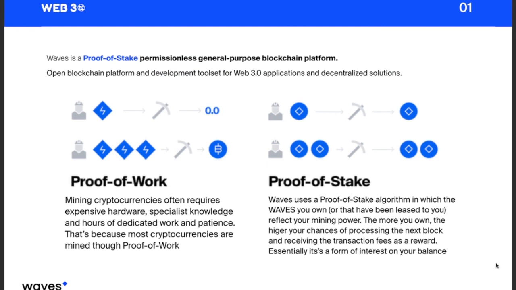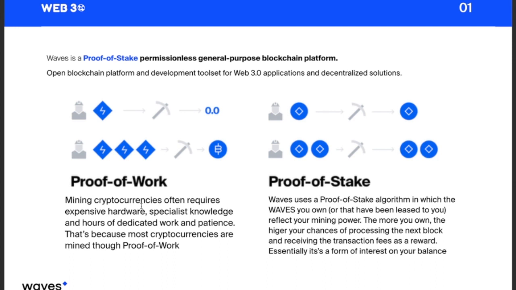First, Waves is a proof of stake permissionless general purpose blockchain platform. The Waves blockchain is based on proof of stake. We have the common proof of work, like you can see here, which involves mining cryptocurrencies. It often requires expensive hardware and specialist knowledge and hours of dedicated work and patience. Bitcoin and Ethereum make use of the proof of work consensus. But the Waves blockchain is proof of stake.